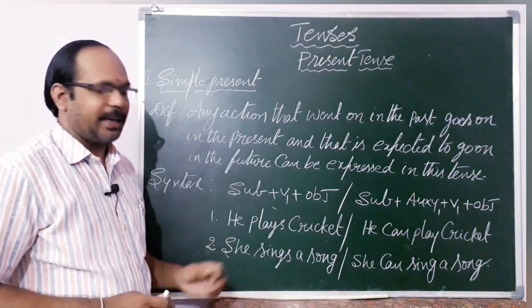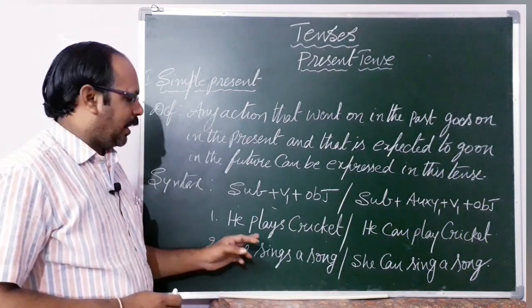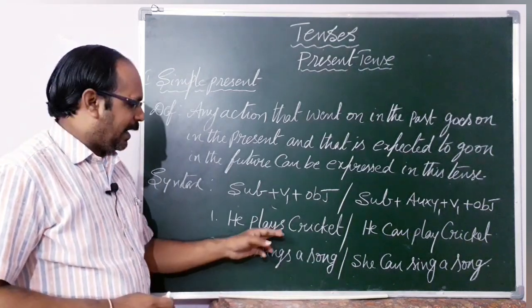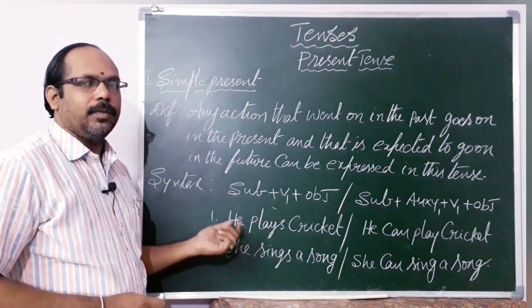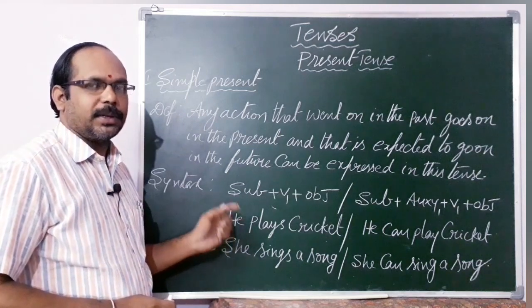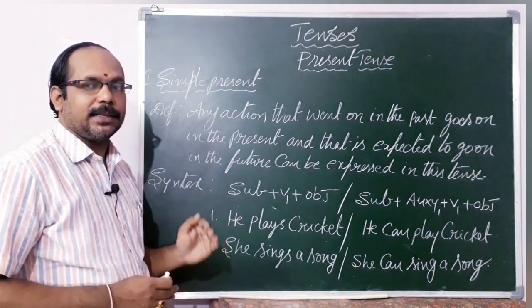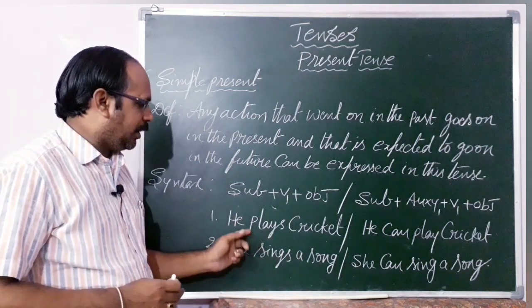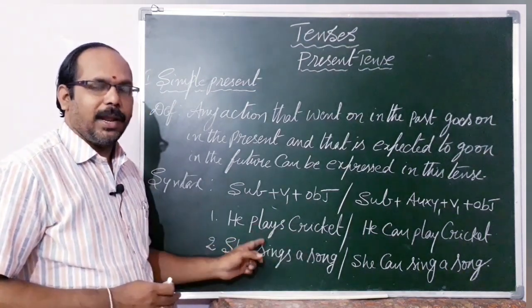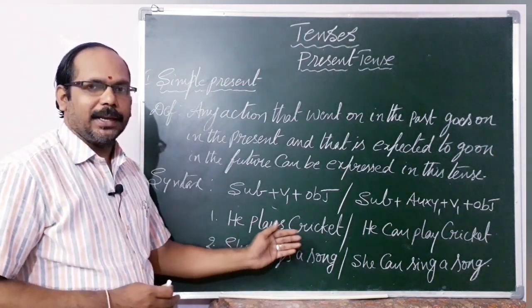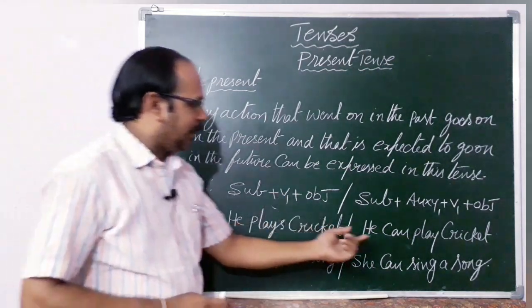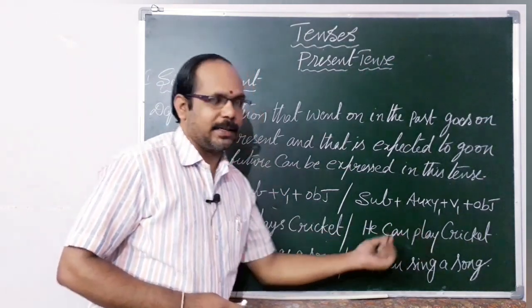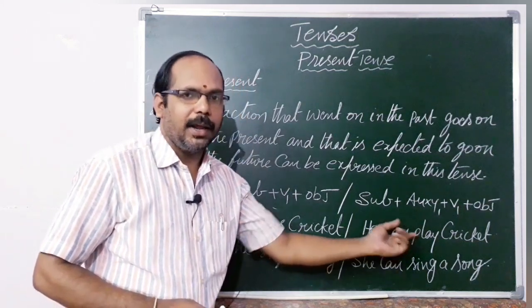He plays cricket. He is the subject and play is the V1, and we add s to the V1. Why? Because whenever we use a subject in third person singular, we add s or es to the V1. So he plays cricket, I play cricket, you play cricket and he plays cricket, right? And he can play cricket, with auxiliary, he can play cricket.